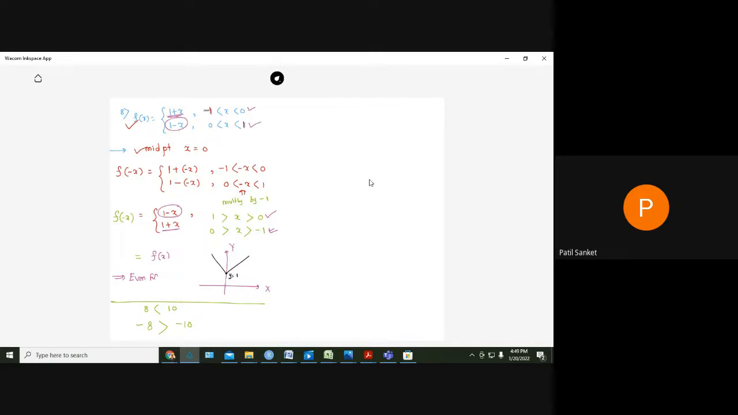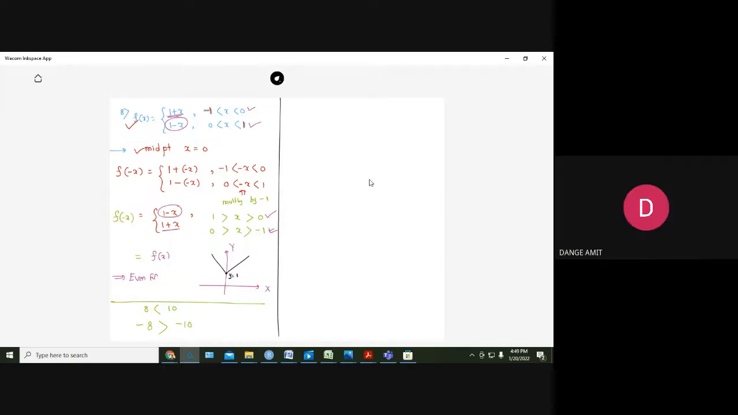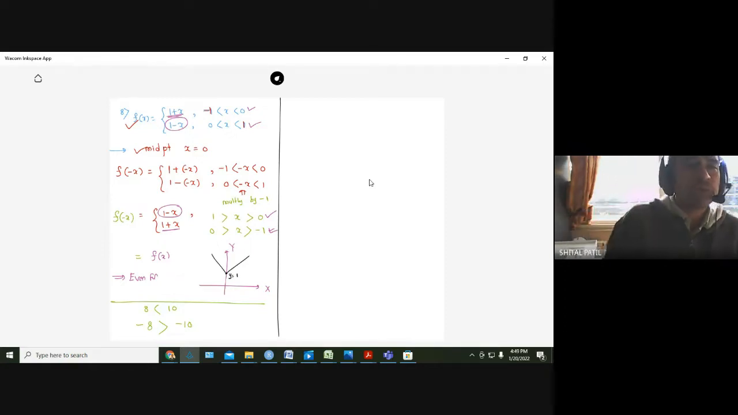Sir, the function is not defined at x equal to 0 in both of the functions, the first one and the second one. In that case, if the function is not defined, we can take the limit as x tends to 0. We can find the left hand limit, the right hand limit, and the value of the function at that point.